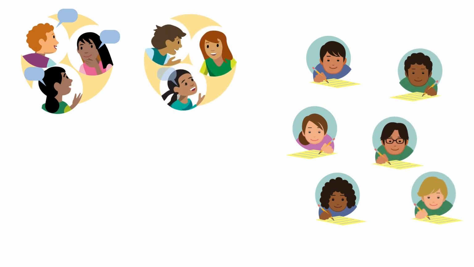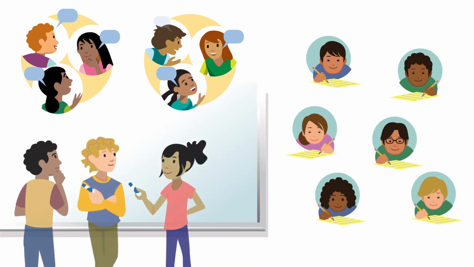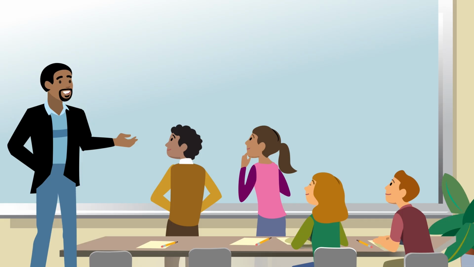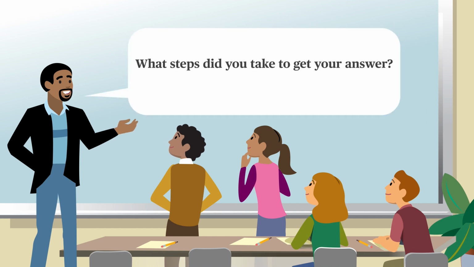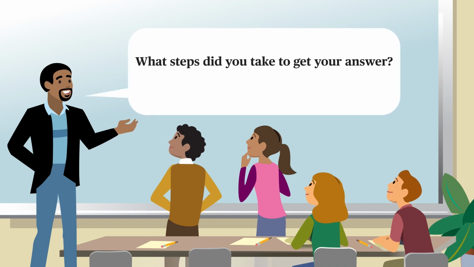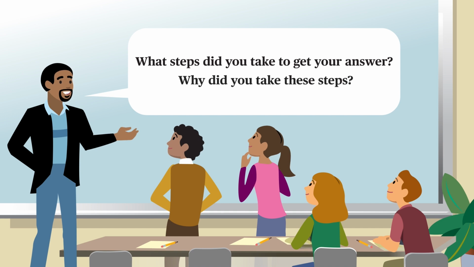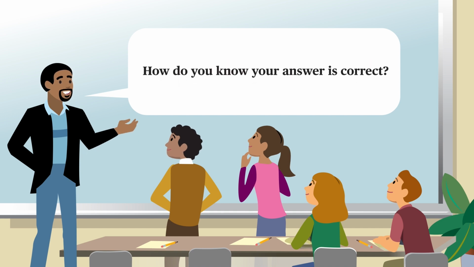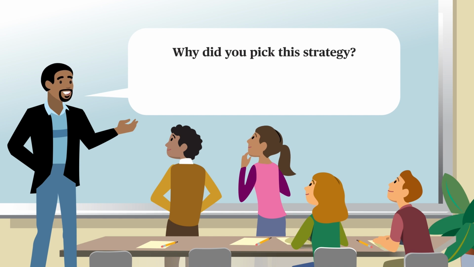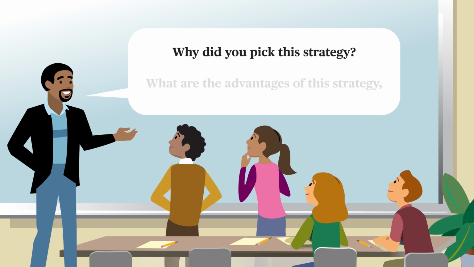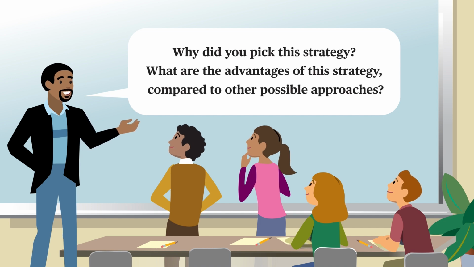Ask students working in pairs or small groups to discuss their solution strategies and explain their mathematical reasoning for why a strategy works. To support student discussion, consider using prompts such as, what steps did you take to get your answer? Why did you take these steps? How do you know your answer is correct? Why did you pick this strategy? What are the advantages of this strategy compared to other possible approaches?